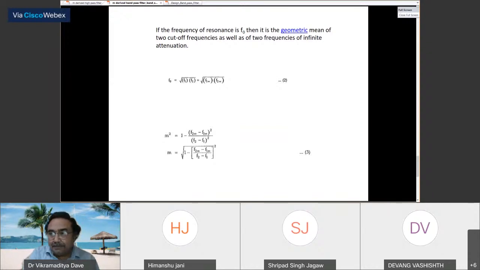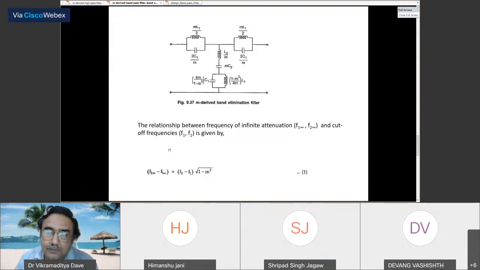So like this the manipulation has been made, and you can see these manipulations. Then you can calculate the value of m. I don't remember the manipulation itself, just remember this formula. With the help of this formula you can easily calculate the value of m, and accordingly design the parameters.